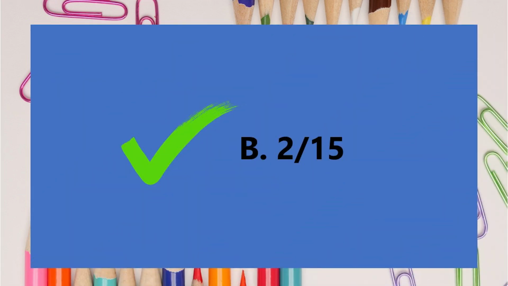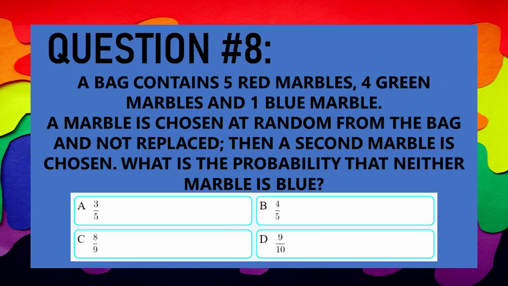And the correct answer is letter B, 2 over 15. Question number 8. A bag consists of 5 red marbles, 4 green marbles, and 1 blue marble. A marble is chosen at random from the bag and not replaced. Then a second marble is chosen. What is the probability that neither marble is blue?